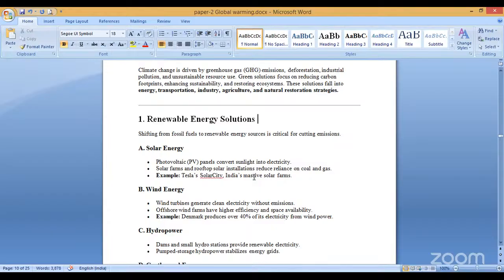Next renewable energy source is wind energy. Wind turbines generate clean electricity without emissions. Offshore wind farms have higher efficiency and space availability. An example is Denmark, which produces over 40% of its electricity from wind power. And the third one is hydropower.